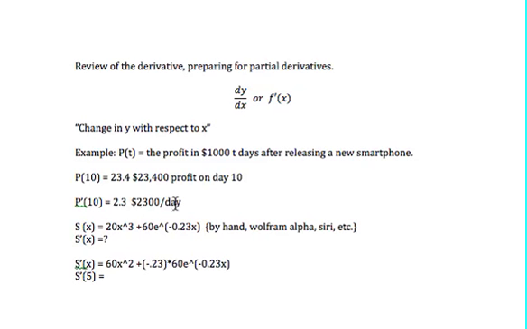Now the other is $2,300 per day. That is the instantaneous change at day 10. So the profit is increasing by $2,300 a day. So we're making $23,400 and our profit is increasing. We expect to make even more on day 11. In fact, if you had to estimate it, you'd say I'll probably make $2,300 more on day 11, and you would add that to the prior number.